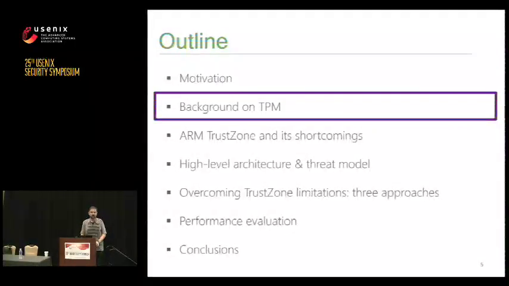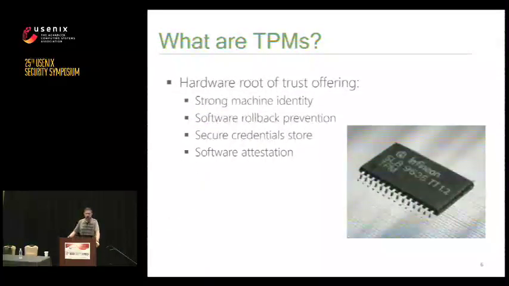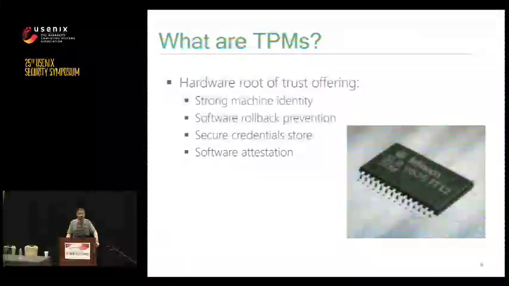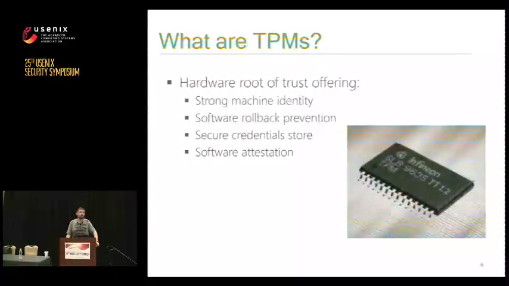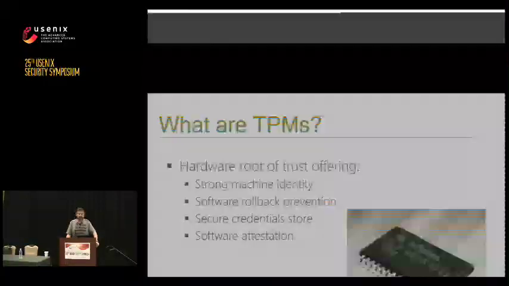So, background on TPMs. The Trusted Platform Module is a secure coprocessor meant to act as a hardware root of trust. TPMs offer a small set of primitives that provide a high degree of security assurance. First, they offer strong machine identities. A TPM is provisioned with a public-private key pair in such a way that the private portion of the key pair never leaves the TPM chip. Such a key can effectively act as a globally unique, unforgeable machine identity, and that's useful in a number of scenarios.